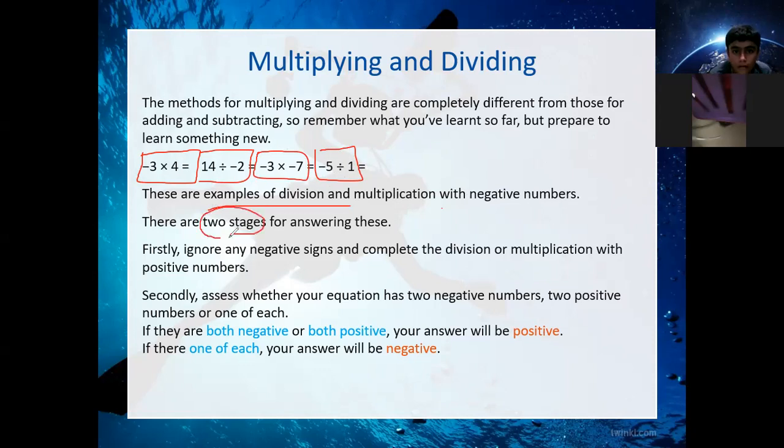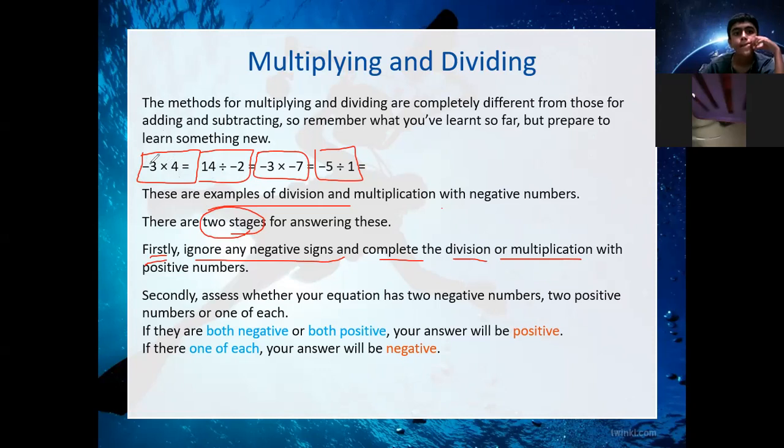Now, there are 2 stages that you need to remember. First stage, remember this. Ignore all the negative signs, okay? Ignore it and complete the division or multiplication. Just imagine using the positive numbers, which means, let's go back to our question. This -3 times 4, in your mind, you ignore the -3. You only think of 3 times 4. What is 3 times 4, guys? 12. But now you put in the negative symbol.